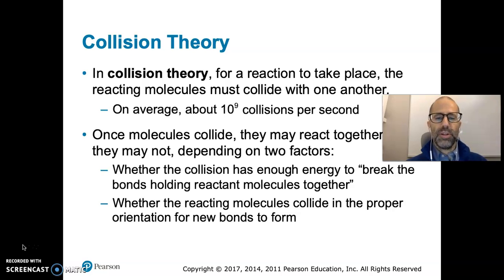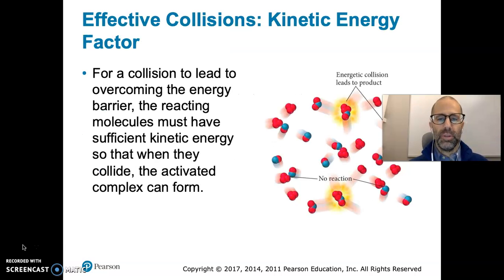And it also depends on whether the reacting molecules collide in the proper orientation to form new bonds, right? That's the other part of it. You've got to make bonds and you've got to break bonds. You've got to collide hard enough to break the bonds, and you've got to collide in the right orientation to form new bonds. So this idea of effective collisions is also tied to the kinetic energy, like how fast they're moving and how strongly they're going to collide with each other. So for a collision to lead to overcoming that energy barrier, we're talking about that activation energy, right?